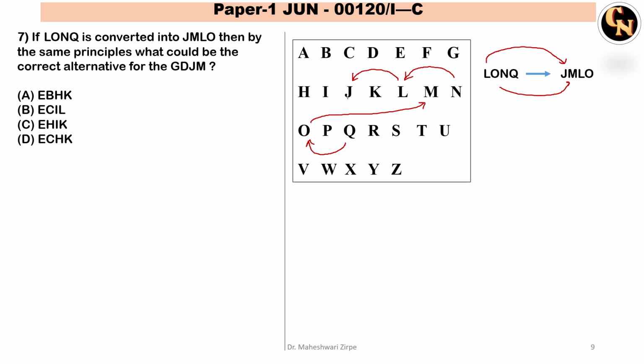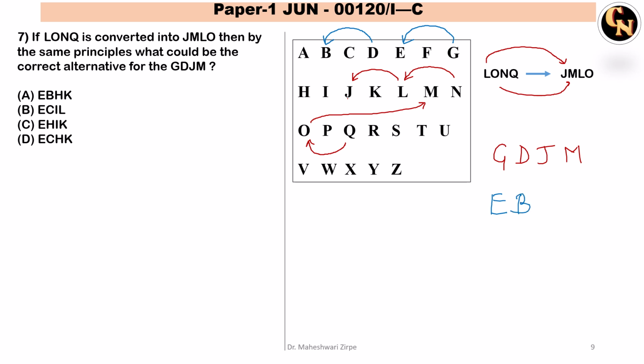So let us find for what they have asked us. They have asked us G, D, J, M. Correct? So G, one letter behind if you jump. Let me show with this color. G, if you jump one letter behind, it is E. So let me write E. Then D, if you jump one letter behind, leaving one letter gap, it will be B.